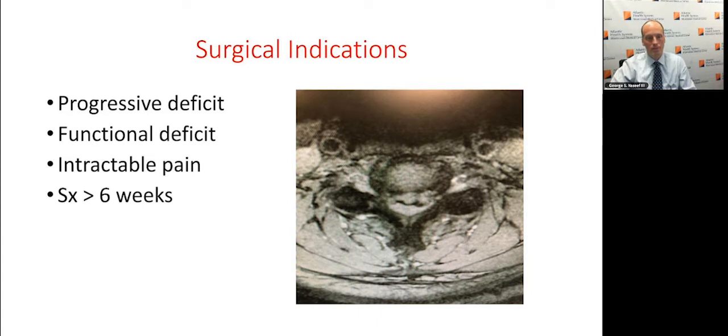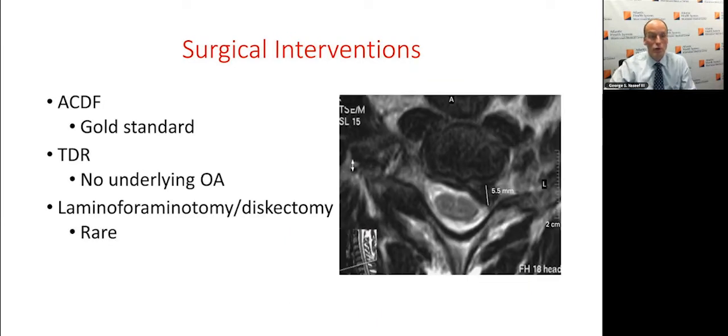In terms of surgical interventions for just a disc herniation, they include anterior cervical discectomy and fusion, which really is the gold standard. You go in there, take out the entire disc, put a spacer in there and lock it down with a plate and really help alleviate their neck pain and their radiculopathy.